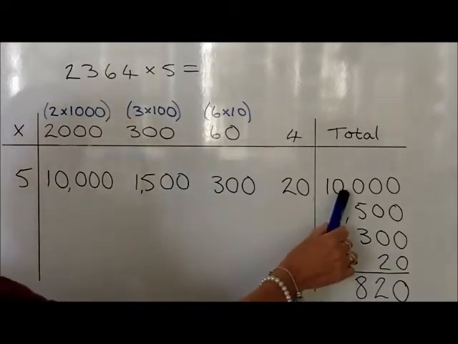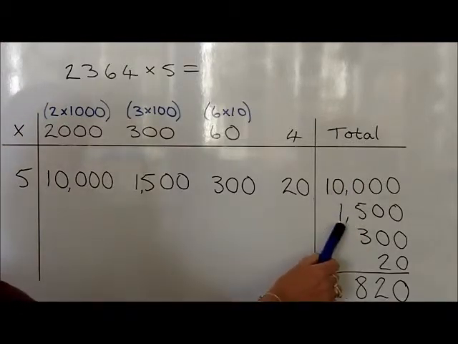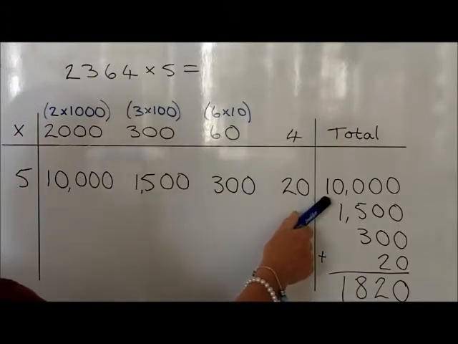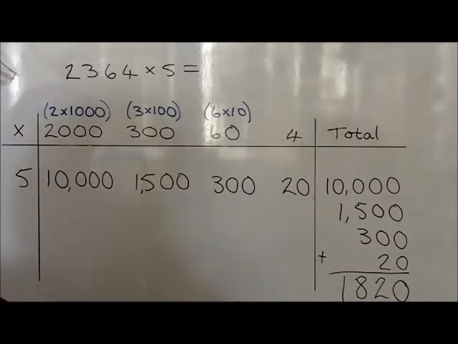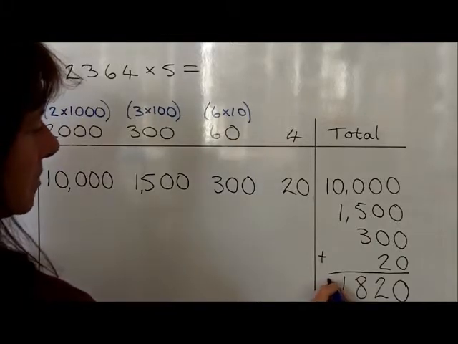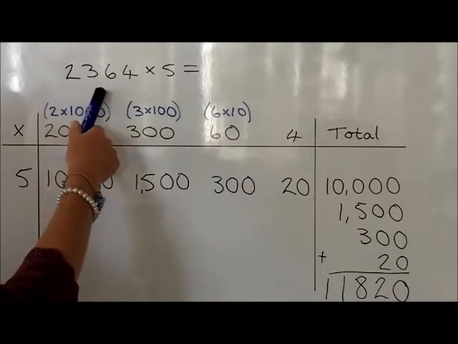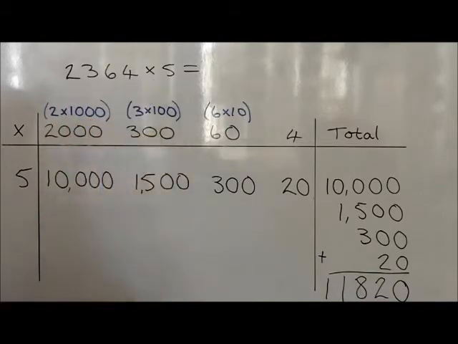And then we add the thousands, we've got no 1,000 plus 1,000, 1,000. And then we've also got our tens of thousands added to no other tens of thousands. So we write that as a 1 in the tens of thousands column. Therefore, 2,364 times by 5 is 11,820.